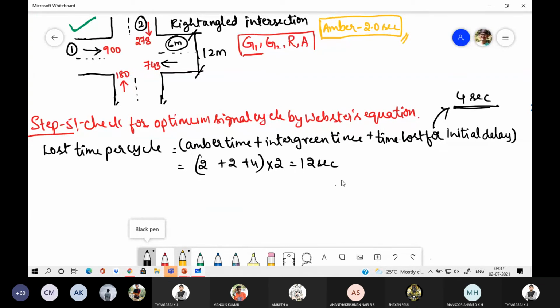So whenever it indicates green time, there will be some delay in the movement of the vehicle. That's why that delay we are going to call initial delay, and we are going to consider it as 4 seconds.